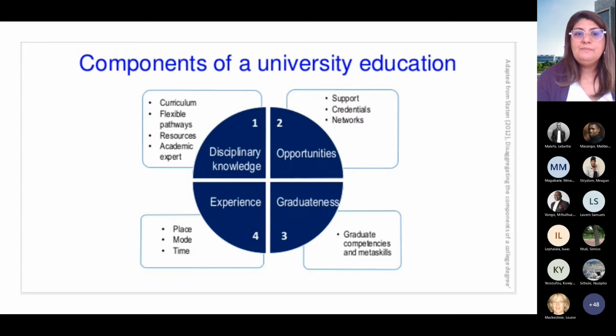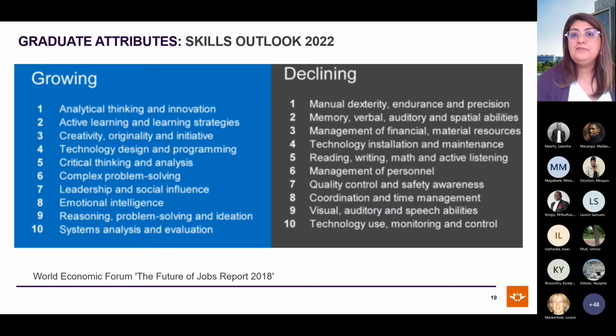I will skip through this slide, but basically the key area here that I wanted us to think about was this third quadrant about graduateness and the type of graduates and graduate attributes that we want our university students to have, especially when they exit, through the course of their time at our universities. What kind of attributes and skills do we need them to have?